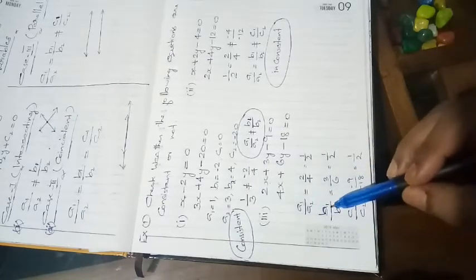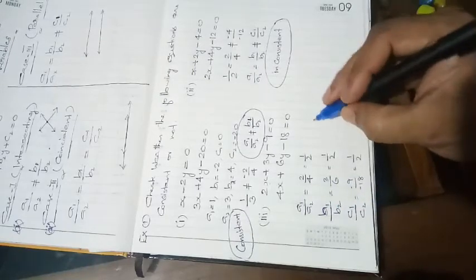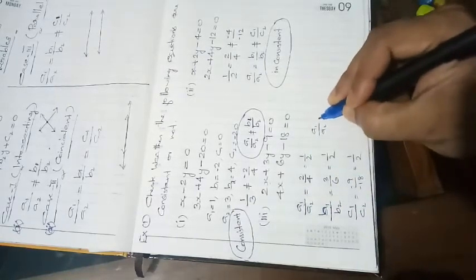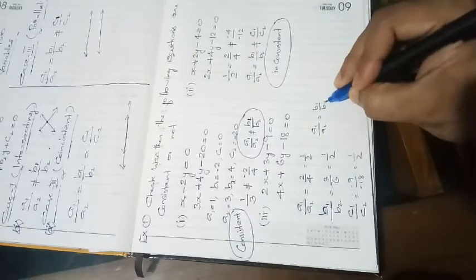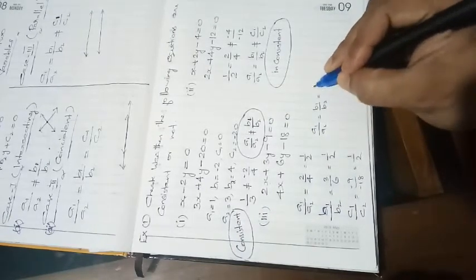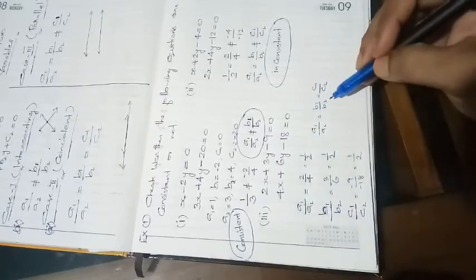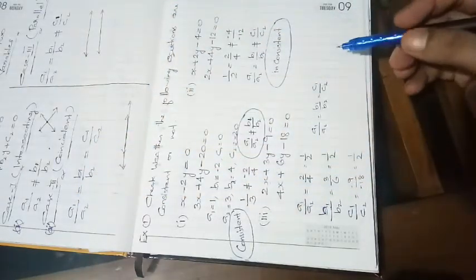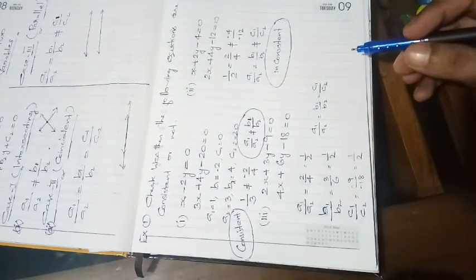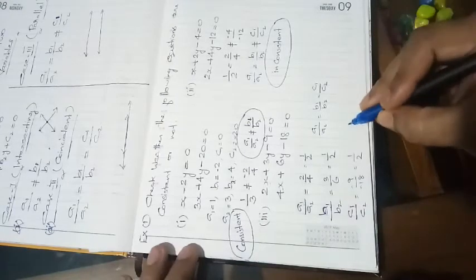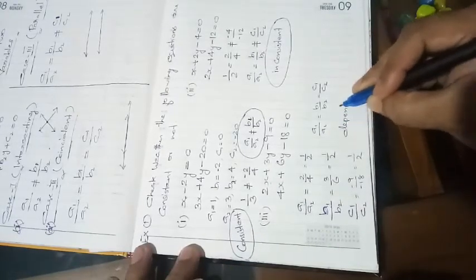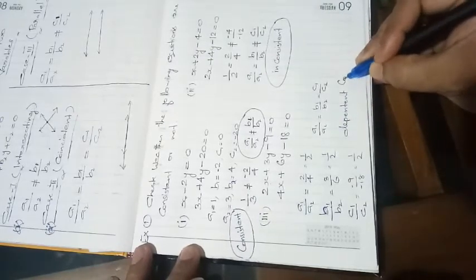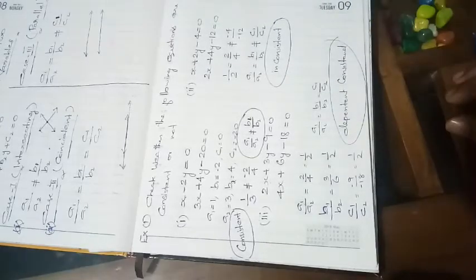Here a1 by a2 equal to b1 by b2 equal to c1 by c2. So which belongs to the second case, because the two lines are coincident. So we can say that it is dependent consistent. Dependent consistent.